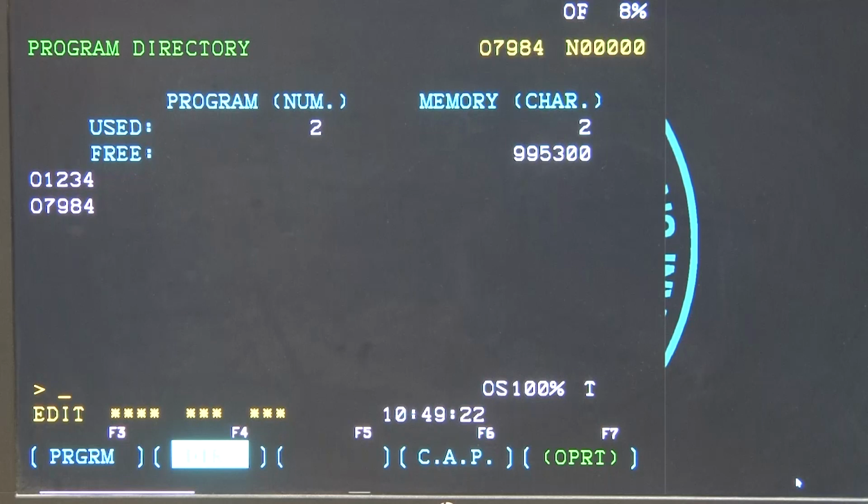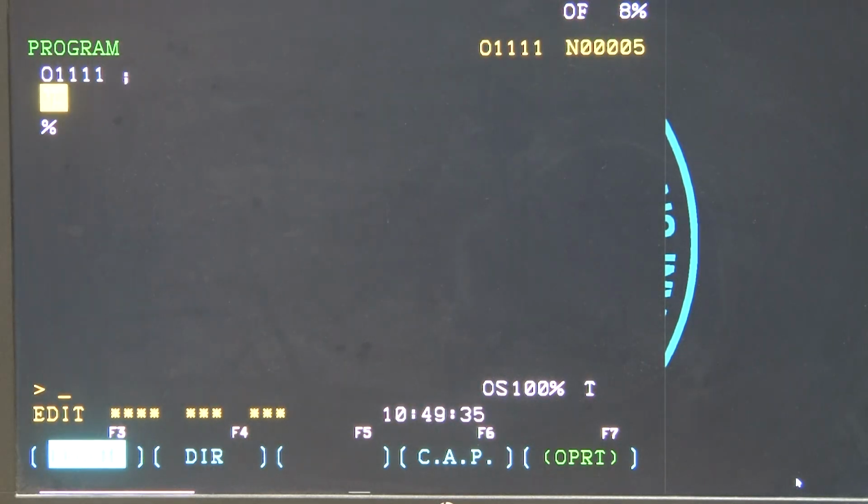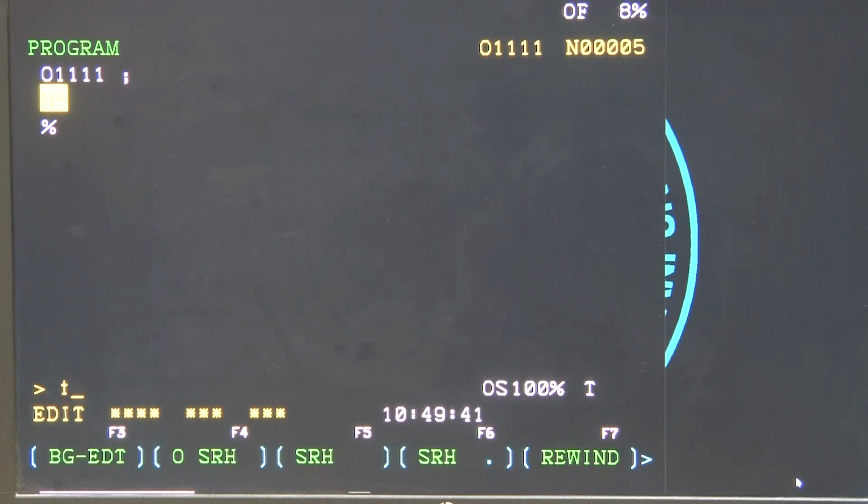Now you can see the screen, and on that screen we have to bring up the page where we will start typing. So, that new page will now be opened. This is the new, fresh page, and you can see that the program name is given as 01111. That is the name of the program. Here you are writing N5.